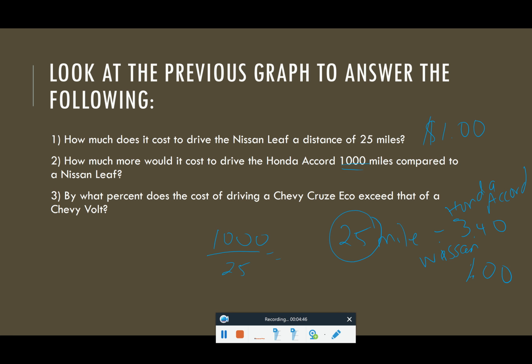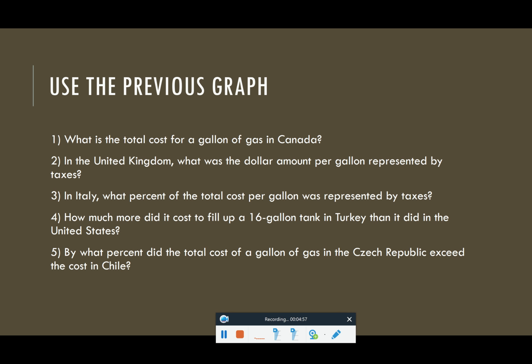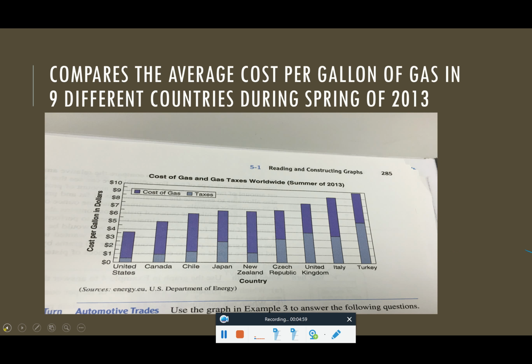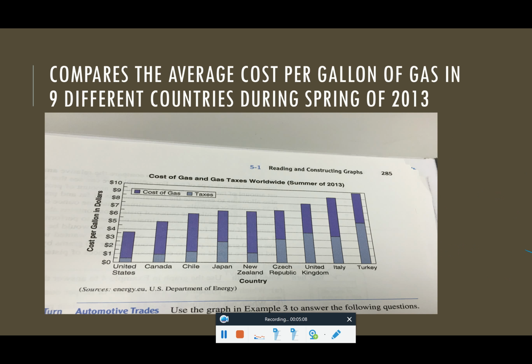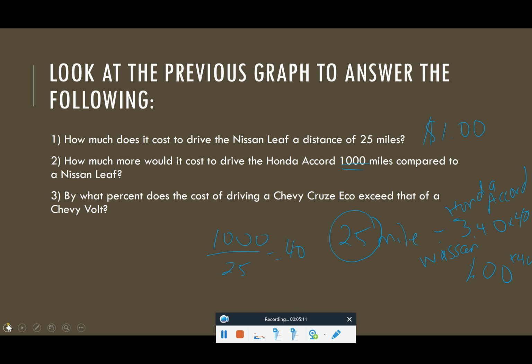So 1,000 divided by 25, you get 40. That means you multiply this by 40, and multiply this by 40. So 340 times 40, you get $13,600. And then 1 times 40 is 40, so how much more would it cost? We have to subtract these, and it would cost about $13,560 more.